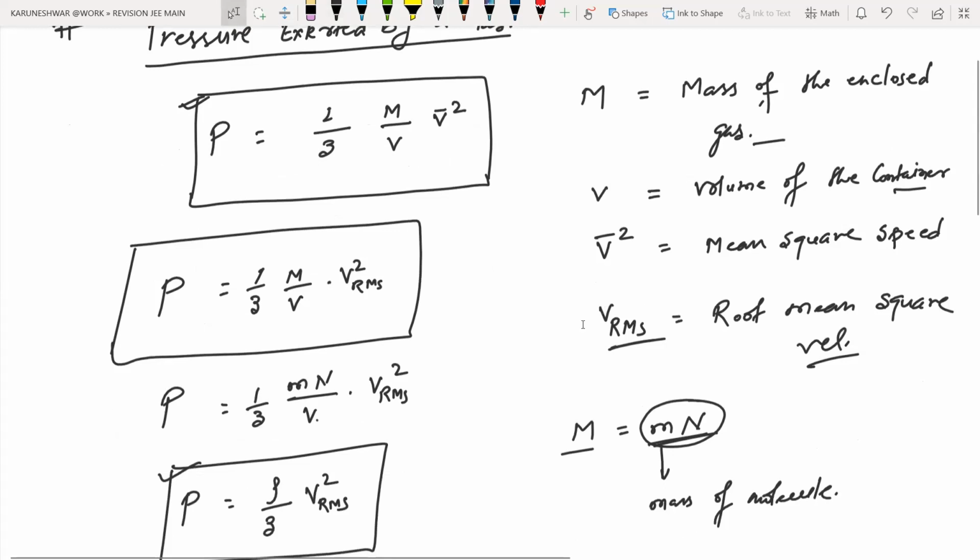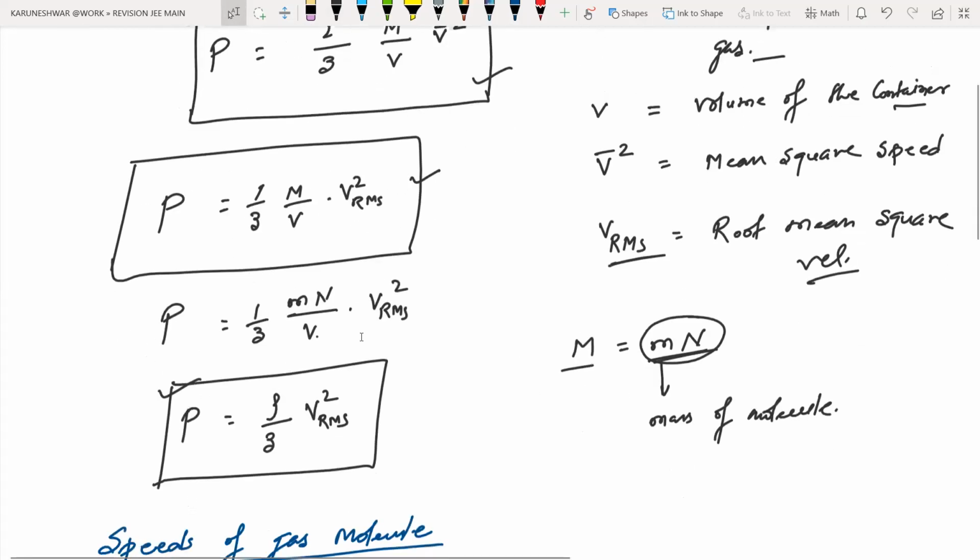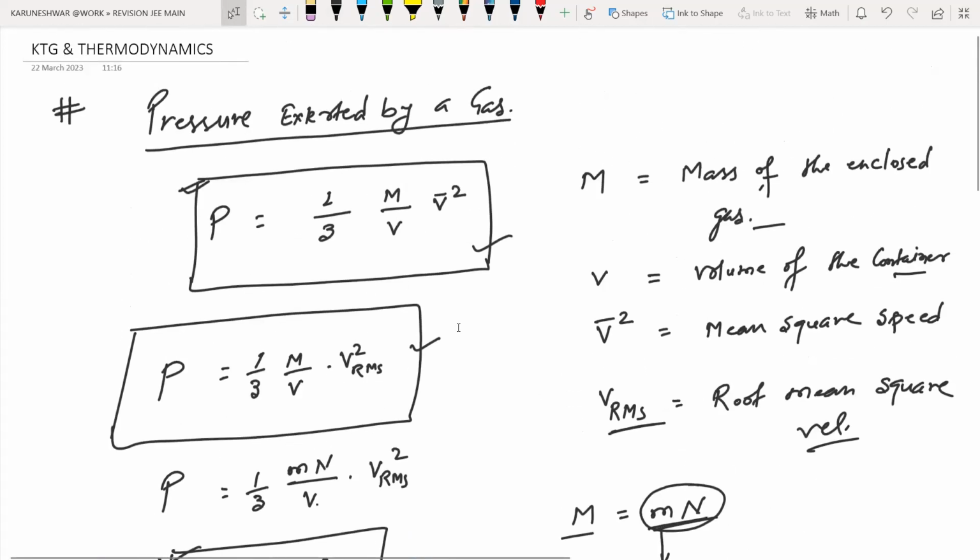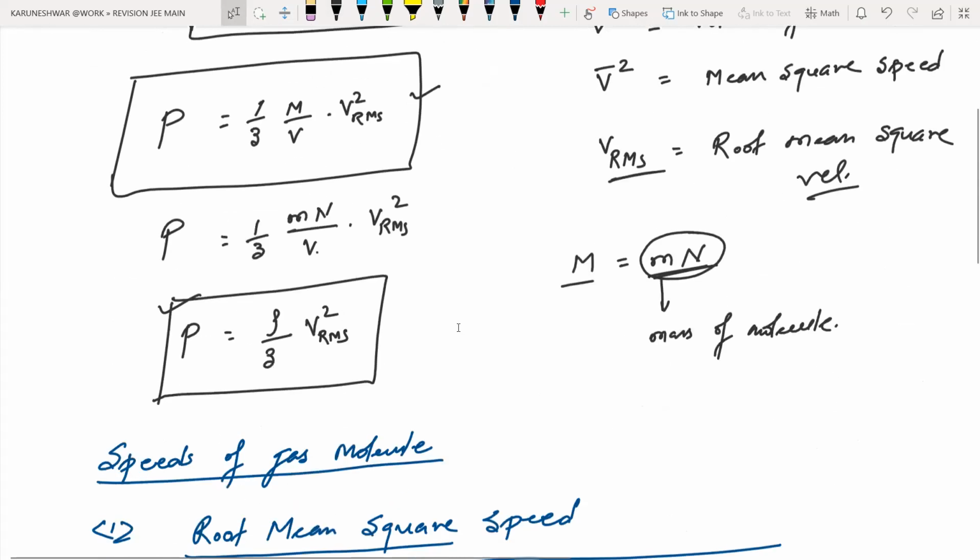Mean square speed you can also write in terms of VRMS. As we know, VRMS is square, then mean, then root. So once you square it, it is VRMS square. So pressure is 1/3 m/v times VRMS square. This is one formula for pressure in terms of VRMS, the mass of the gaseous molecules enclosed, and the volume of the container.